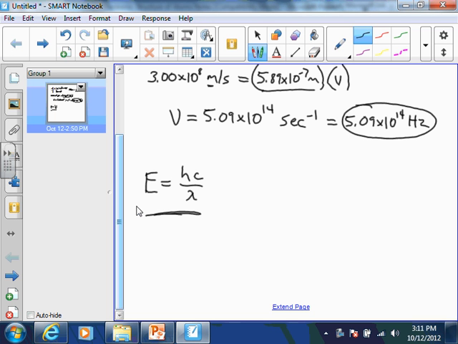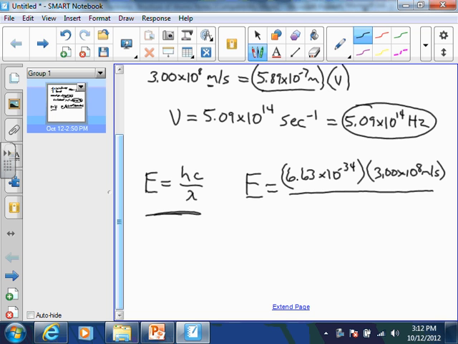So, if we know the wavelength is 589 nanometers, we want to calculate the energy. Energy equals Planck's constant, which is 6.63 times 10 to the negative 34th, I believe. I don't have that number in my head. Times the speed of light, which is 3.00 times 10 to the 8th meters per second. And we divide that by the wavelength, which is 5.89 times 10 to the negative 7th meters. Then that should give us the energy.